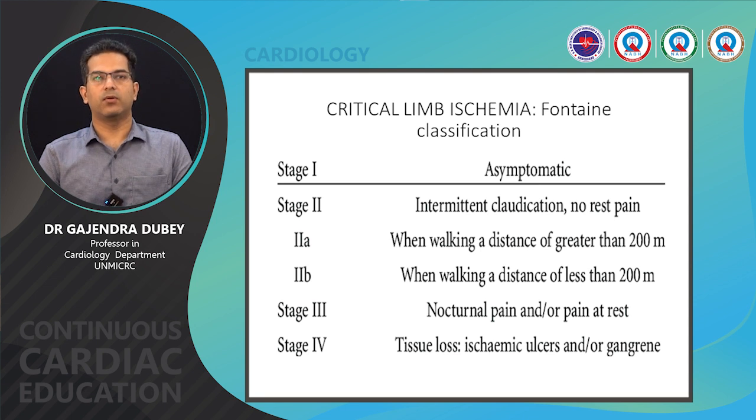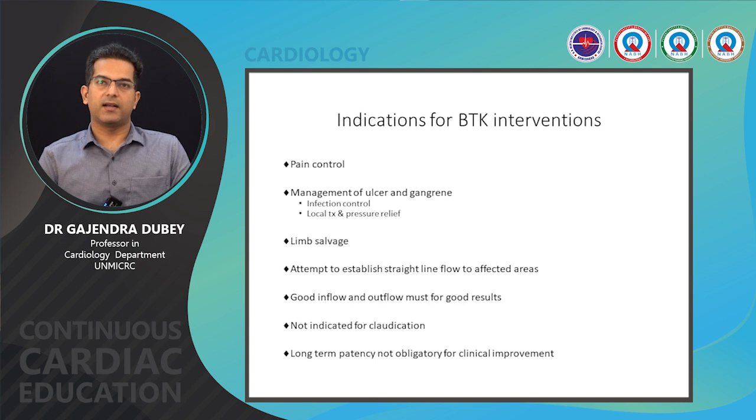It can be both acute or chronic, and the risk factors for critical limb ischemia are similar to those for atherosclerotic coronary artery disease. The most prevalent of them is smoking, followed by diabetes, hypertension, dyslipidemia and aging also. These are the various risk factors, and these are the classifications for critical limb ischemia. Regarding BTK interventions, what are the indications?